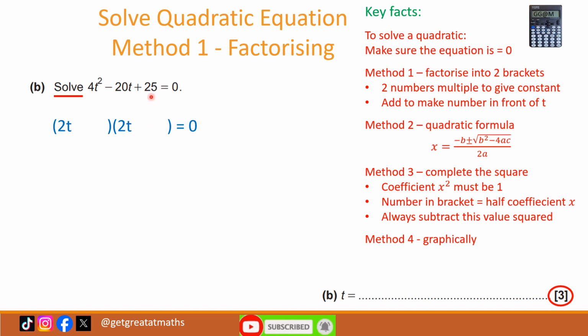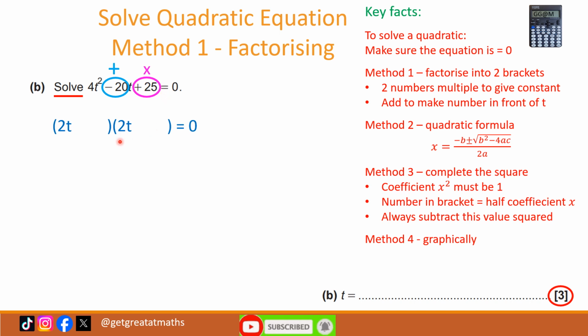Then we're going to look at 2 numbers. They're going to multiply to give this number here on the end. So we're going to multiply to give 25. And then they're going to add together to give minus 20. Now, from here, you've got to think about it. Do it in pencil. Write down what numbers you think multiply to give 25. So to multiply to give 25, you've basically got 1 and 25, 25 and 1, or 5 and 5.